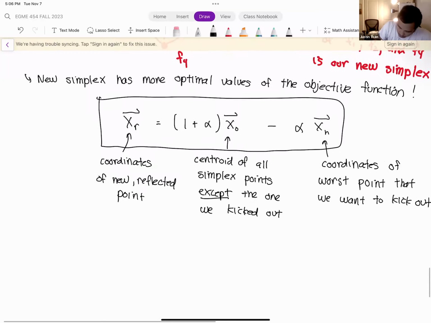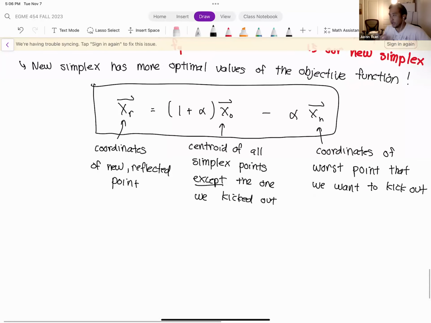I think, geometrically, it's easy to see what X0 represents. It's just the average of where all the points you're not kicking out kind of intersect here, right? But of course, you can't program geometric intuition. You have to actually put it into a formula.